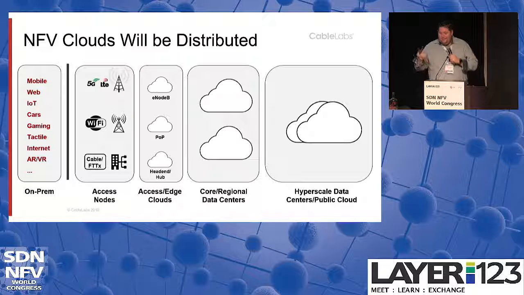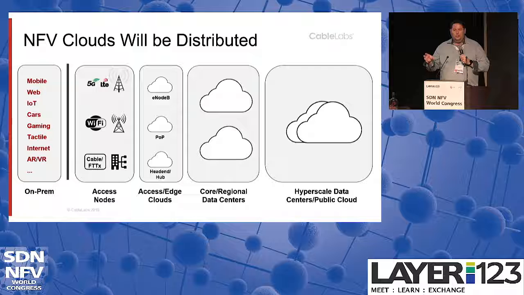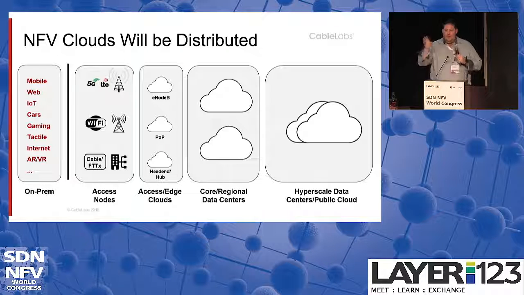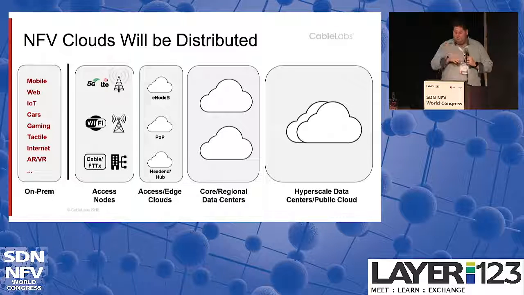The access network edge clouds are where we're going to focus a bit of time today, where we can start hosting these either in the head end, in a node, or on the customer premise. Core regional data centers are more central and a little more efficient to run. They're larger, and you don't have to worry about optimizing as much as you do on the edge.